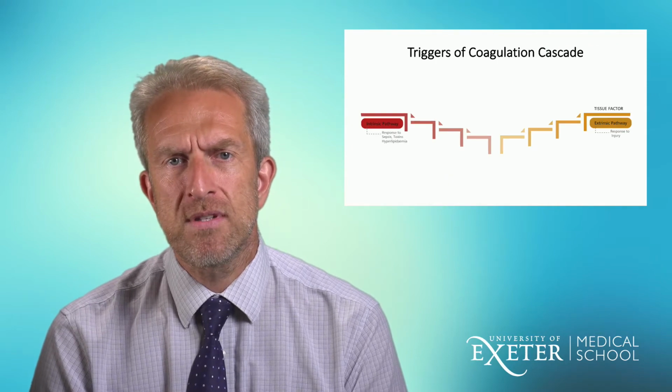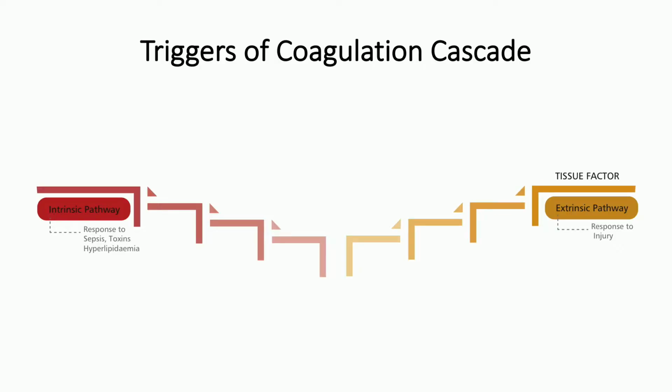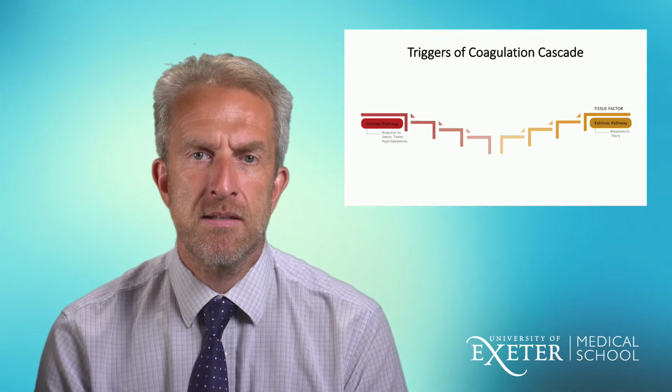So let's make it a bit more simple. If we look at the triggers for coagulation, the cascade, there's two separate pathways that are feeding into what's called a common pathway. One is called the intrinsic pathway, and this is initiated by things like sepsis or endotoxins. And similarly, on the other side, we've got something called the extrinsic pathway, and something called tissue factor, which is released in response to injury, is something that would trigger that.